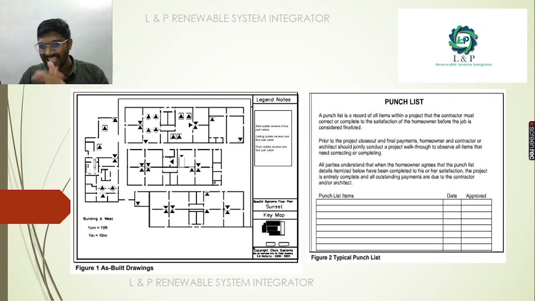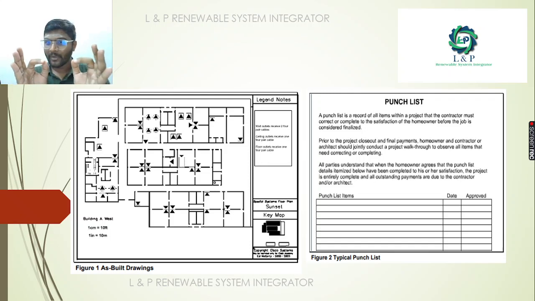So this is how an as-built drawing looks. And most importantly, on every project you need to prepare a punch list. It is a record that you need to use within the project. Whether you have completed the work or not, whether the customer is satisfied or not, all these things you can get out of the punch list.